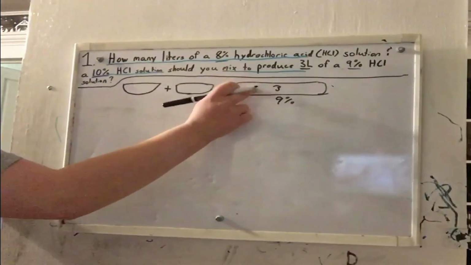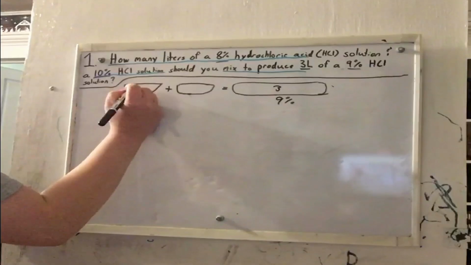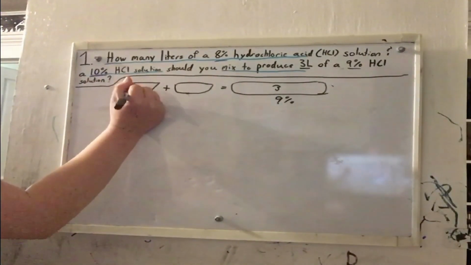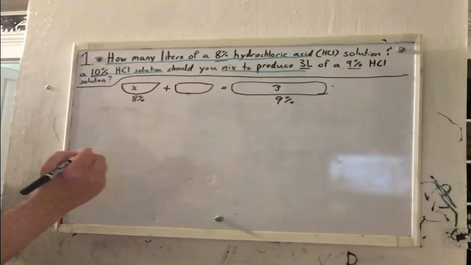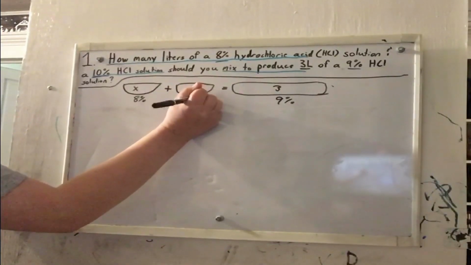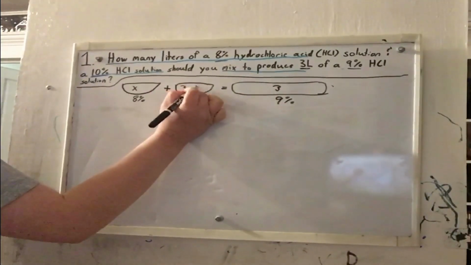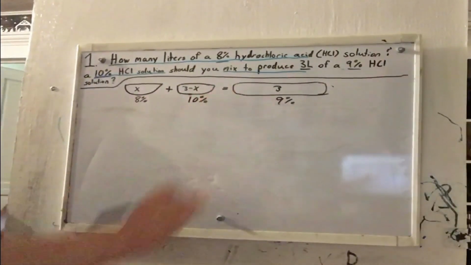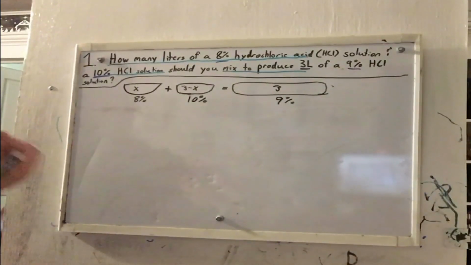What is in the bowl is the amount. And then, because we don't know anything about these, we're going to put this one as an X, and it's going to be the 8% solution. And then our final one is the 10%, and we're going to do 3 minus X, because this minus this is going to equal this, because this plus this equals this. Now we're going to convert it to a problem that is workable.